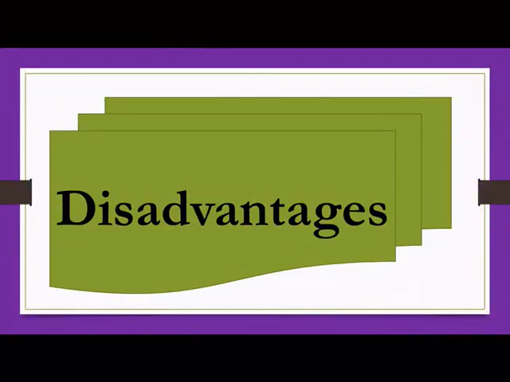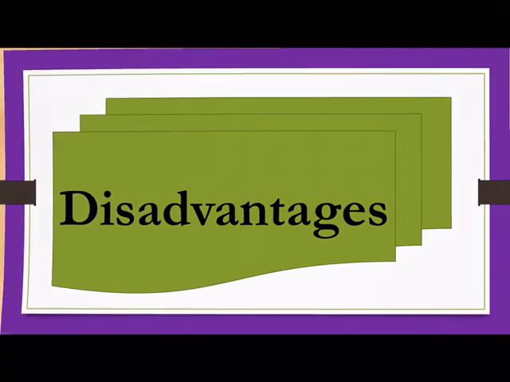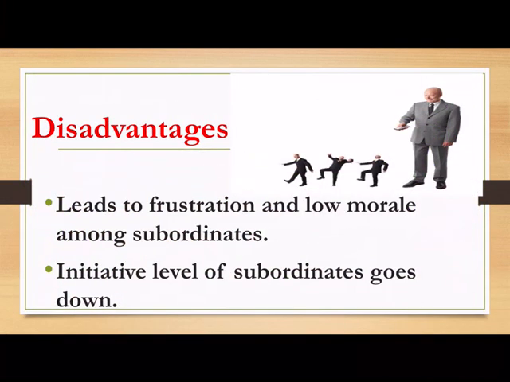Certain disadvantages are also there. What are these? It leads to frustration and low morale among the subordinates. Subordinates feel very low because they are not consulted at all. The manager, as you can see in this picture also, is making all the decisions imposed on them. They feel very frustrated because their opinions are never considered by the managers, which as a result lowers their morale level.